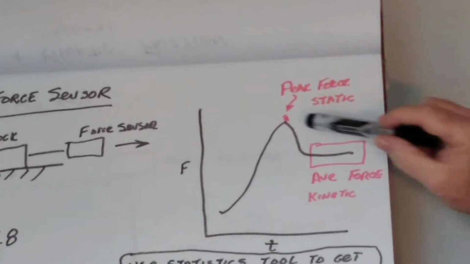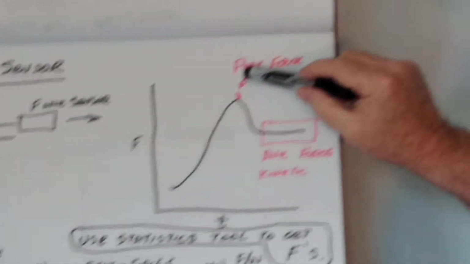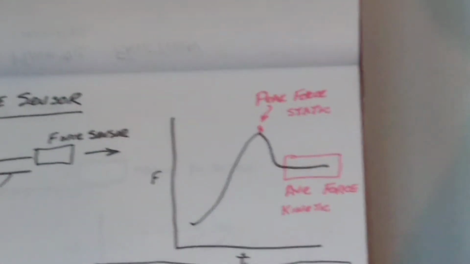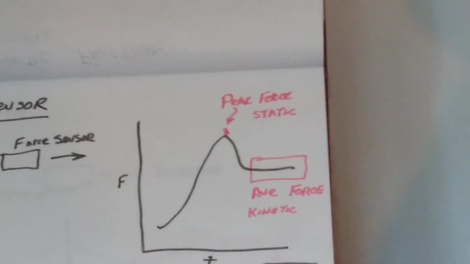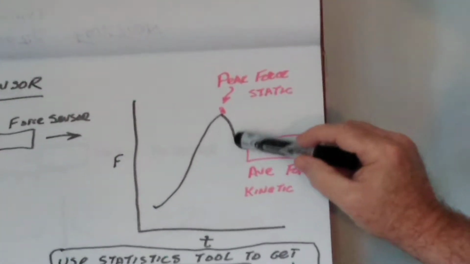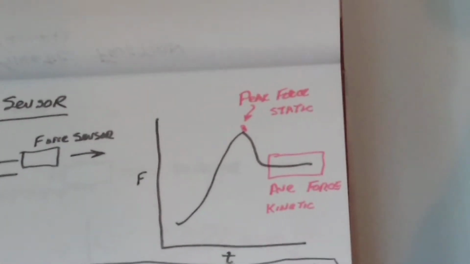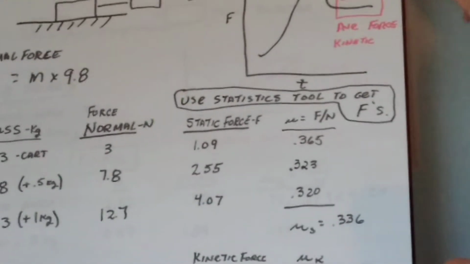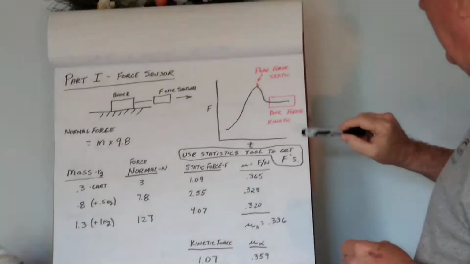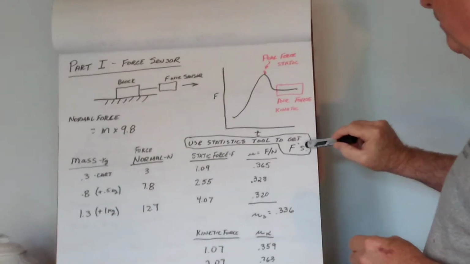At the top of this graph is going to be the amount of peak force in a static situation when that block first starts to move. And then the blocked area here will be the average force once the block is moving. Now, we can use our statistics tool in the Vernier program to determine these forces, both the peak static force and the average kinetic force.